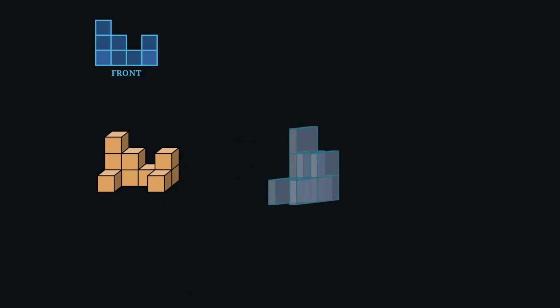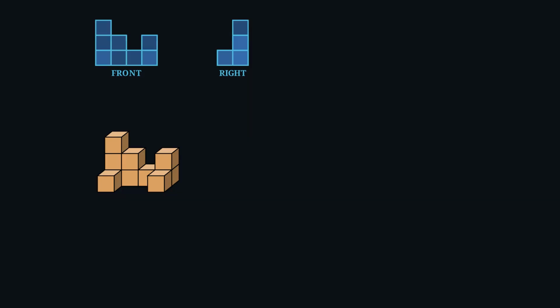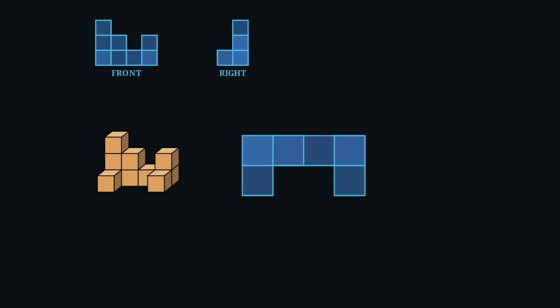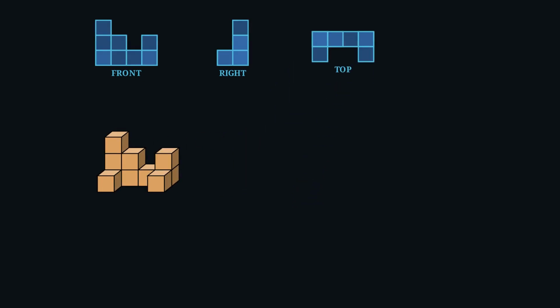View 2, from the right. Flatten. 2 columns. The front row, 1 high. The back row, 3 high. View 3, from the top. Every column collapses to a single square. The footprint. Where the columns stand, not how tall they are.